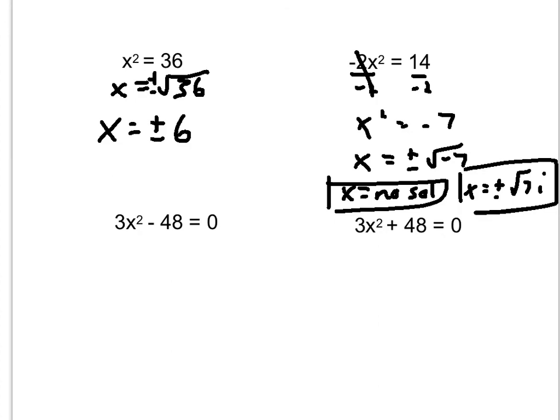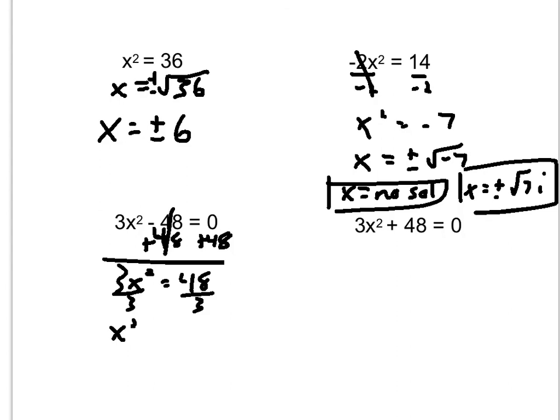Next example. Again, we have to get the x squared term by itself first, so I'm going to add 48 to both sides, and I get 3x squared equals 48. Then I would divide by 3 and get x squared equals 48 divided by 3, which is 16. So x is going to equal the positive and negative square root of 16, which is plus or minus 4.